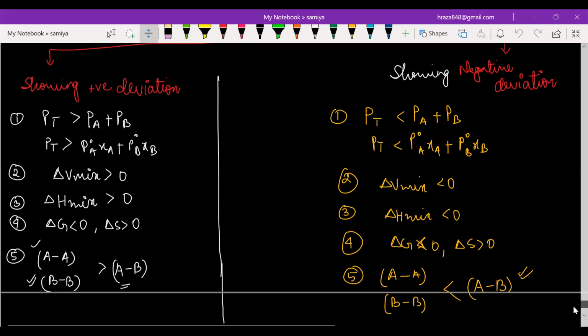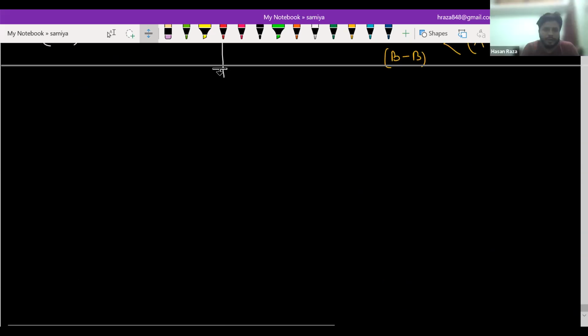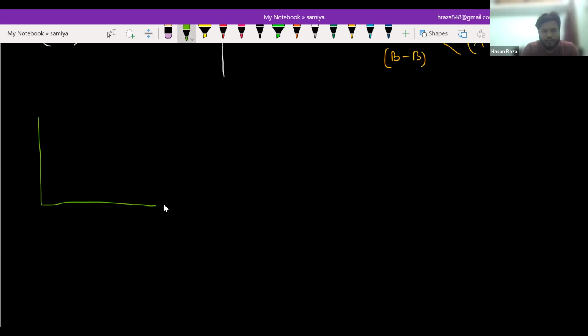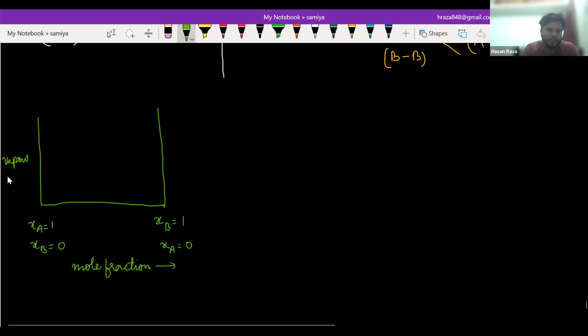Okay. Now we are going to have a graph on positive deviation as well as negative deviation with reference to the ideal solution. We already know this graph. Here is pure A, so mole fraction of A is 1 and mole fraction of B is 0. Again, mole fraction of B will be 1 because only B is present here, and mole fraction of A is 0. This axis is mole fraction and this is vapor pressure.